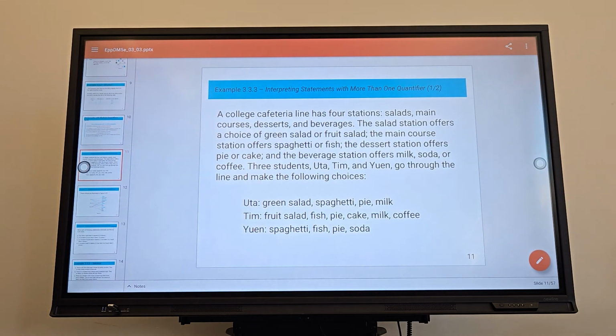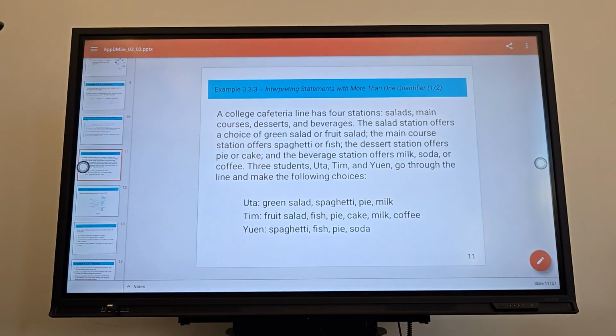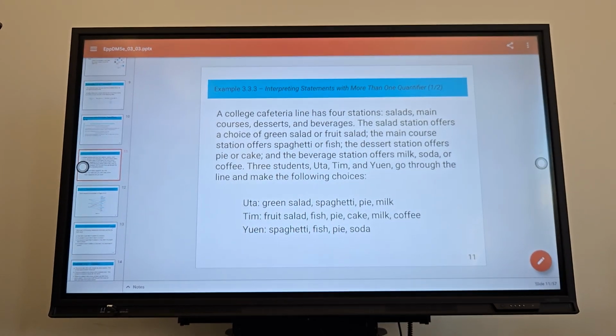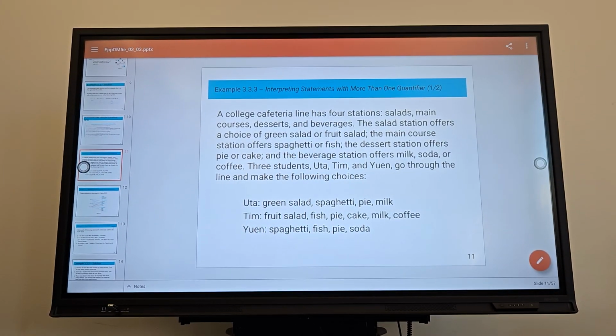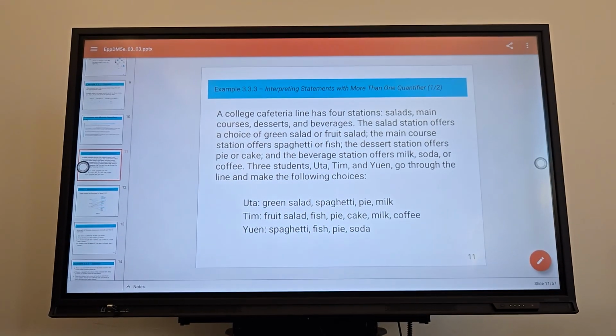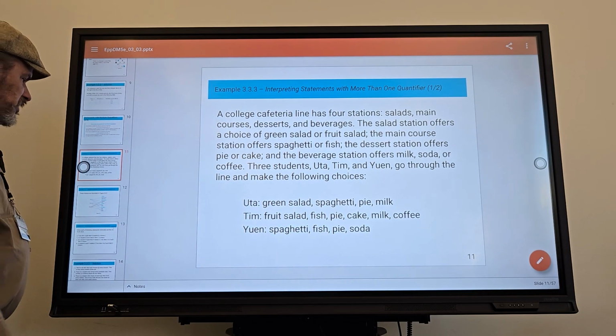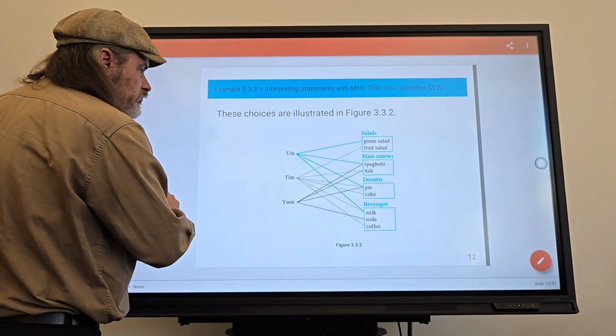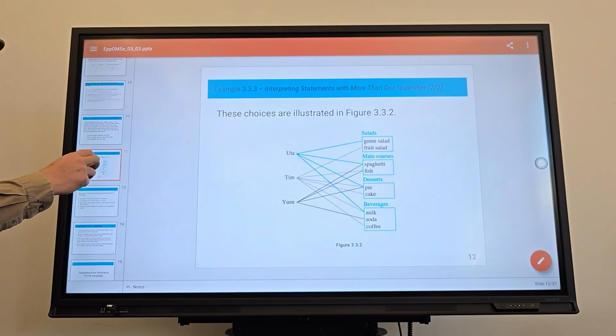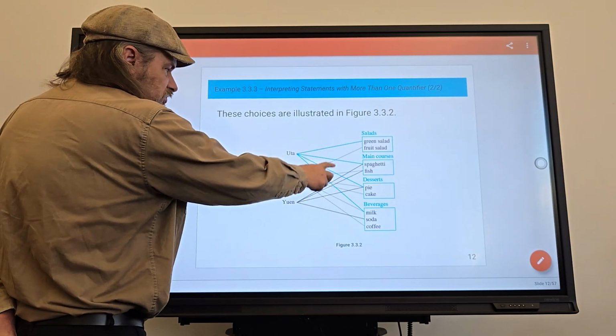An example here. A college cafeteria line has 4 stations: salad, main course, desserts, beverages. They each offer different dishes, and 3 students go through the line and make the following choices. This can be represented by the diagram here. It shows who chooses what.